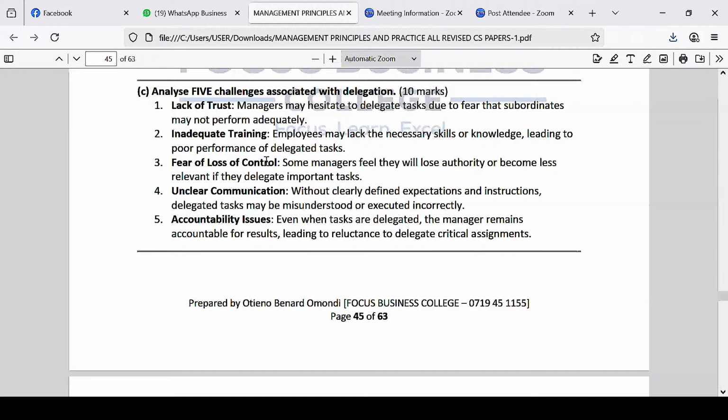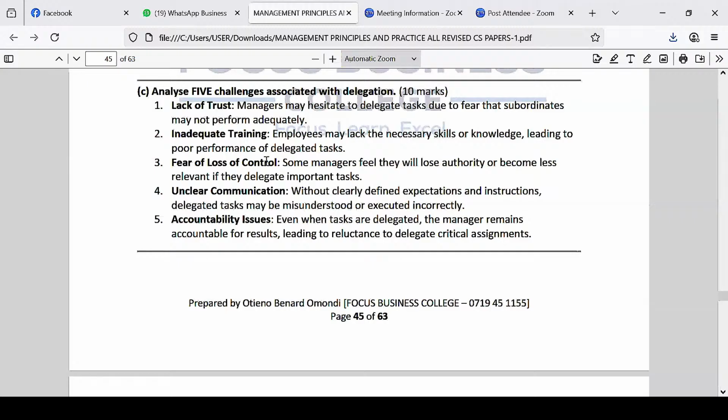So if they delegate, then basically the importance for the company goes down. That is one thing that they also feel. Number four is unclear communication. Without clearly defined expectations and instructions, delegated tasks may be misunderstood or executed incorrectly.